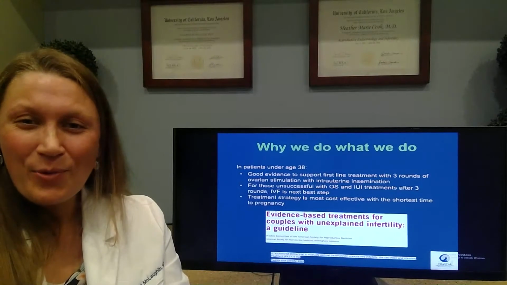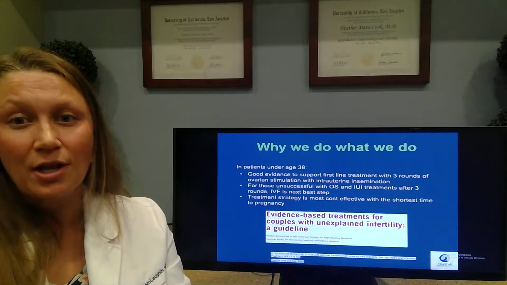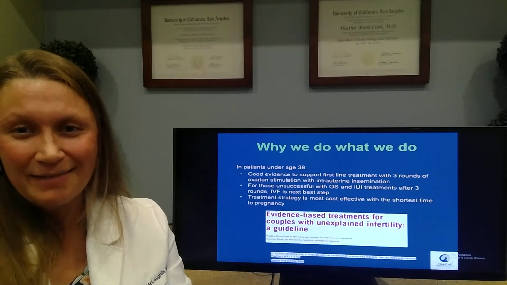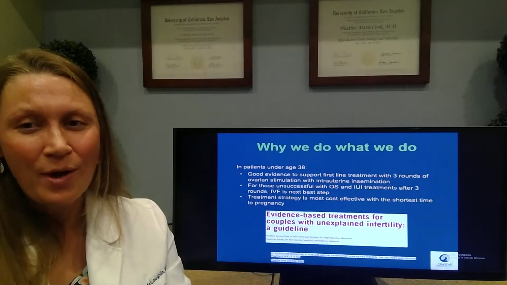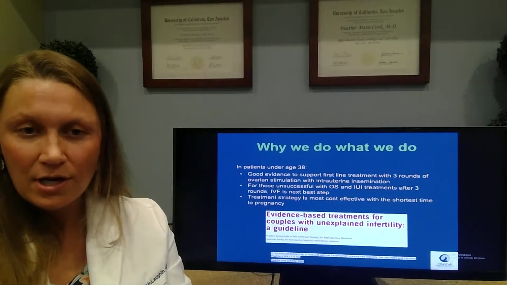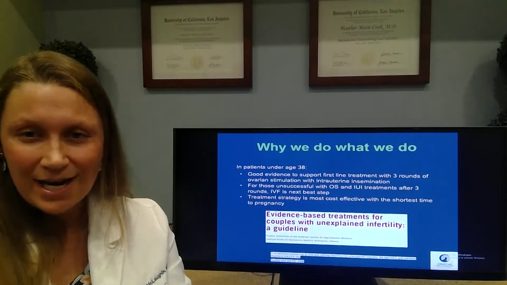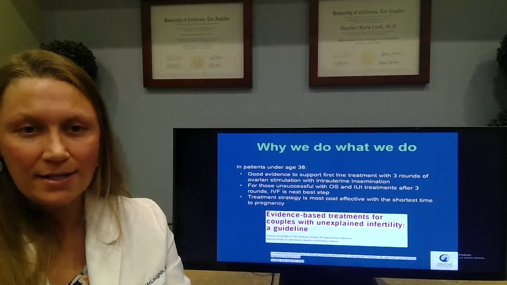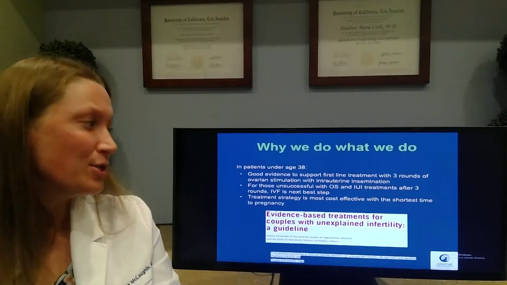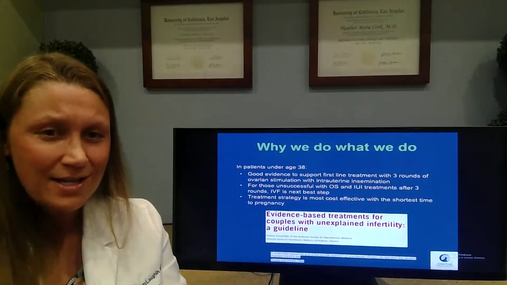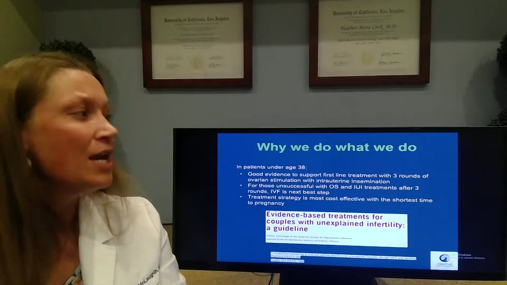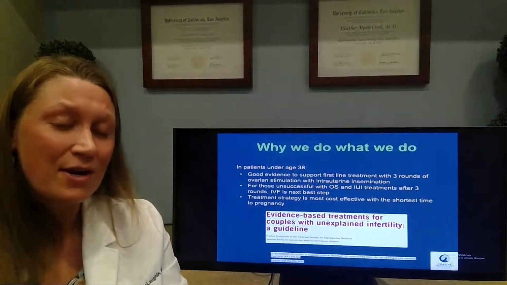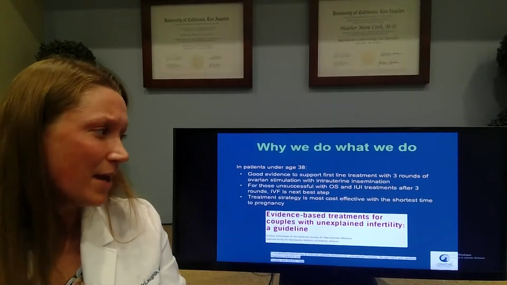And so, why we do what we do really comes from a lot of medical literature. So it's very important to be practicing evidence-based care. So when we think about unexplained infertility, we have a couple really big studies. We follow our guidelines from the American Society for Reproductive Medicine. And what we know is in patients under 38, we have really good evidence to support that first line treatment is 3 rounds, so we're trying 3 times of ovarian stimulation with intrauterine insemination.